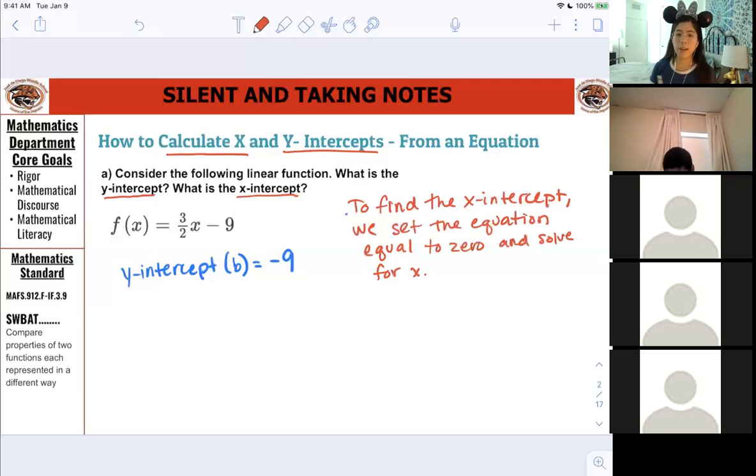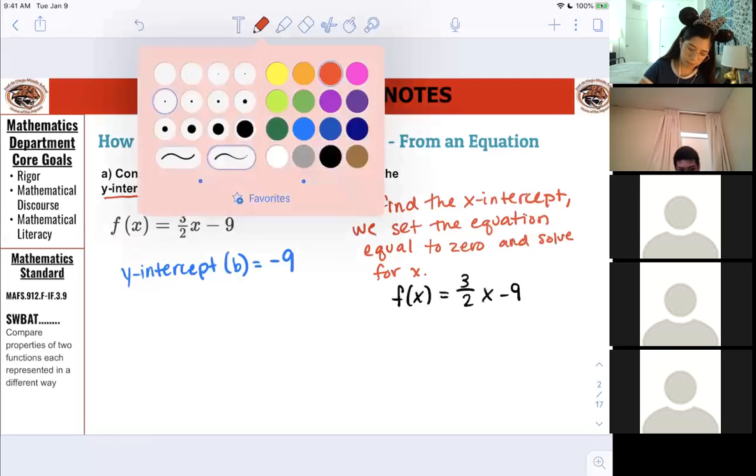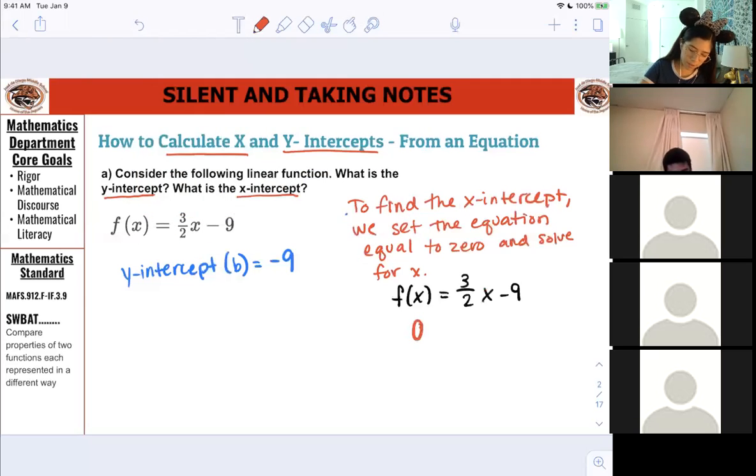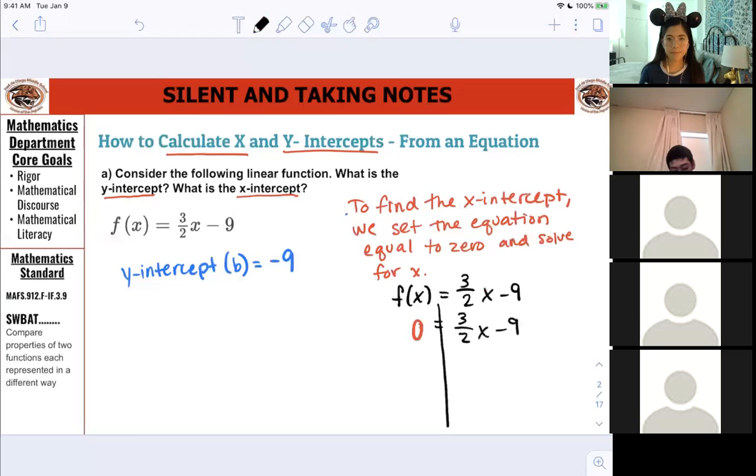This is how we do it. Anytime you have an equation, you can make it equal to 0, and then you solve it, and you're able to figure out the x-intercept. So I have f of x equals 3/2 x minus 9. I'm going to make that equation equal to 0. So this is going to be 0 equals 3/2 x minus 9. And now I'm going to solve for x.